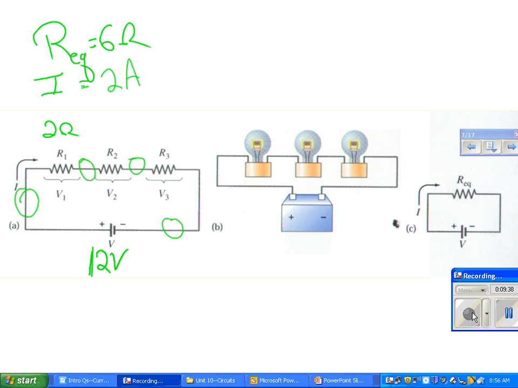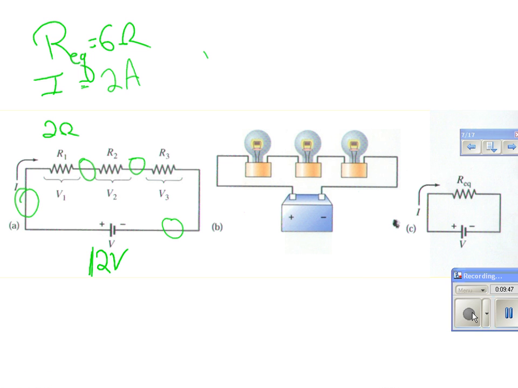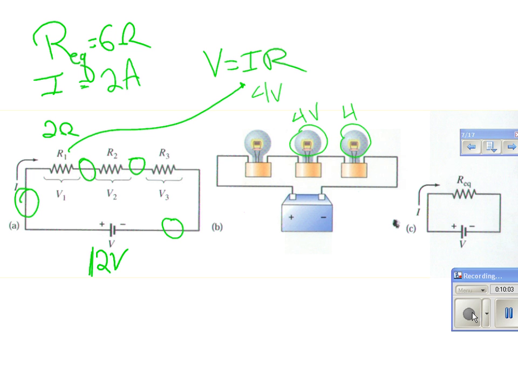Now let's figure out how much voltage each bulb uses. How are we going to do that? I equals V over R, but in this case we'll do V equals IR. This bulb, how much current does it get? 2. What's its resistance? 2 ohms. How much voltage does it use? 4 volts. How about this bulb? 4 volts. And this one? 4 volts, for a total of 12, which was what was provided by the battery, and life's good.